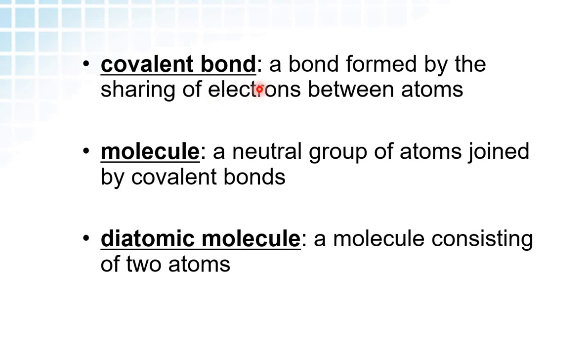A covalent bond is a bond formed by sharing electrons between atoms. A molecule is a neutral group of atoms joined by covalent bonds. Diatomic means two atoms, a molecule that consists of two atoms. For sure, a diatomic molecular compound.